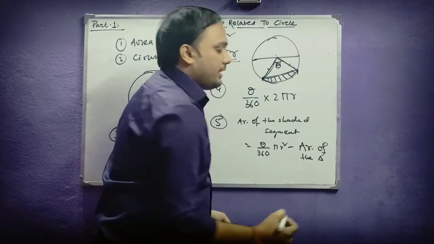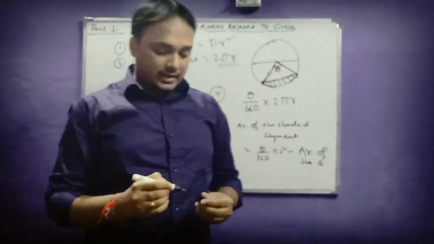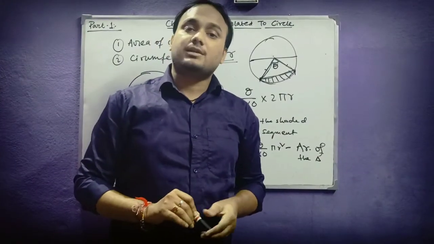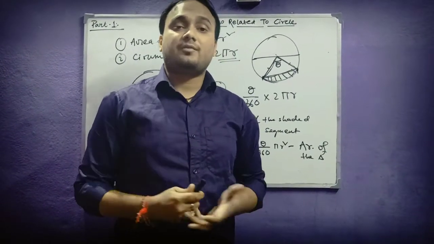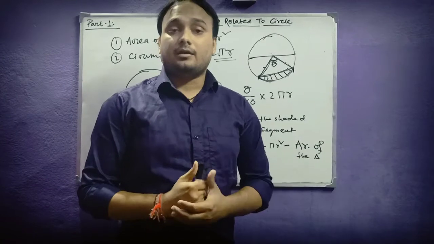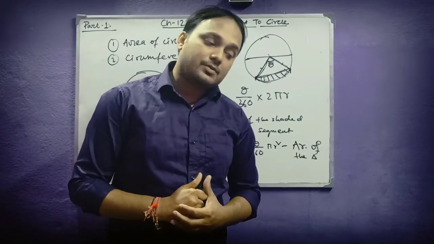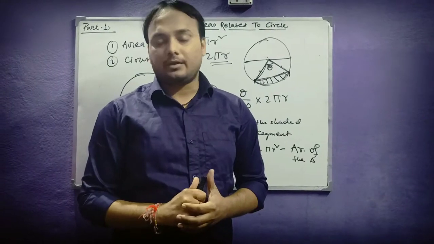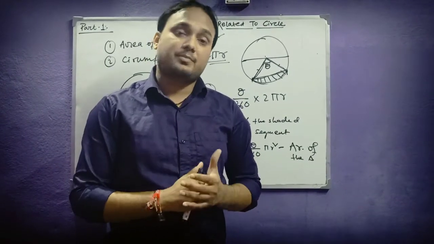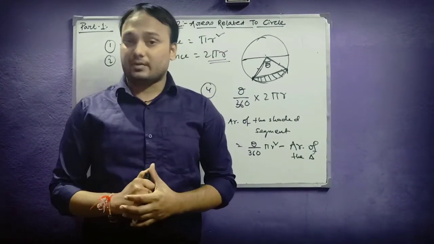Now the area of the triangle can be evaluated by the basic formula half into base into height. You can use the area of the triangle formula as root 3 by 4 into side square if it is an equilateral triangle, or you can use the method of trigonometry also to find the area of the triangle. It can be found by various ways depending upon the information given in the question.